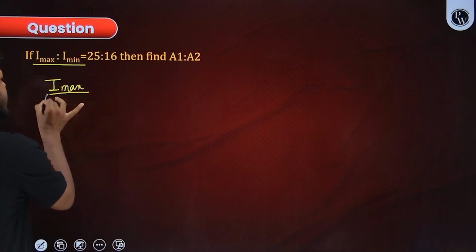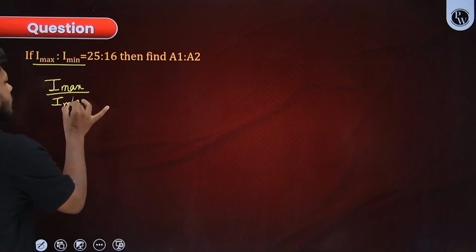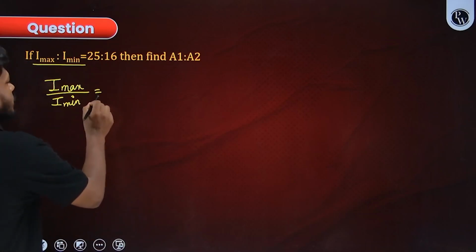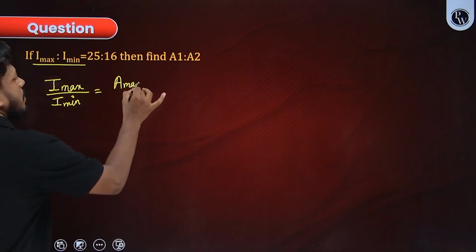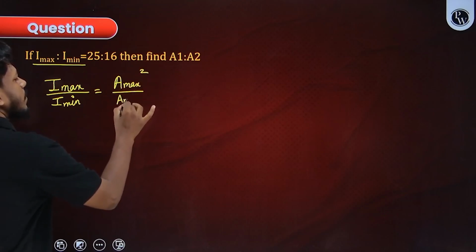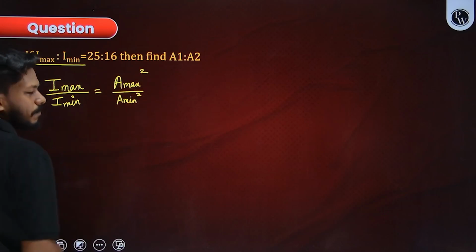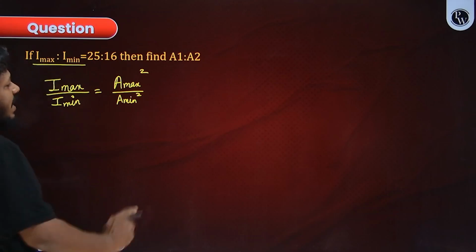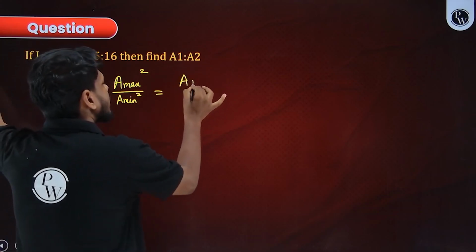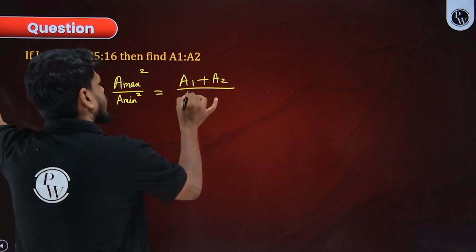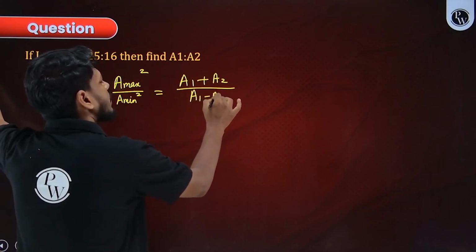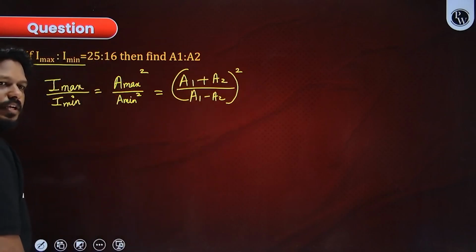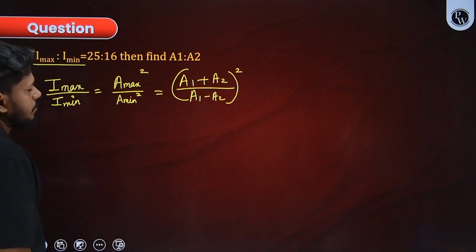I max by I minima. Can I write this I max by I minima as A max square by A minimum square? Because I is proportional to A square. And I know that A max can be written as A1 plus A2, and A minima can be written as A1 minus A2, the whole square. Correct? Any difficulty? No, sir.